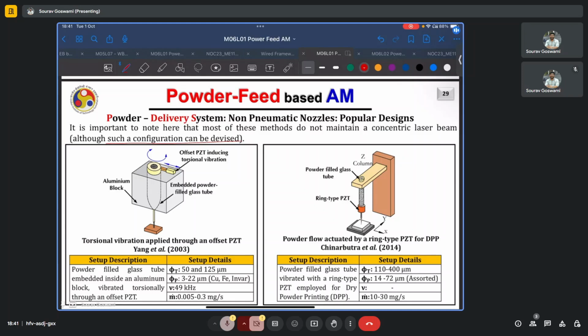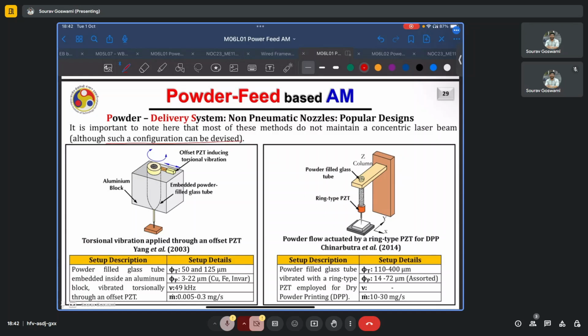So in the first case, we have this torsional vibration applied to an offset piezoelectric. So this piezoelectric is offset from the center. Because of this eccentricity, any longitudinal vibration of the piezoelectric leads to a torsional vibration in this embedded powder filled glass tube. And here you have the diameter of the tube between 50 and 125 microns. The powder particle size for copper, iron, and invar is between 3 and 22 microns, which is a very tightly controlled distribution.